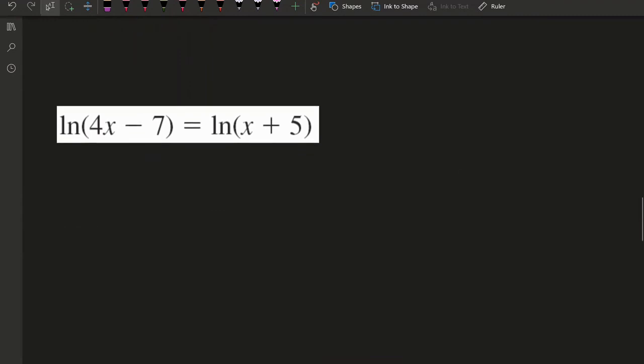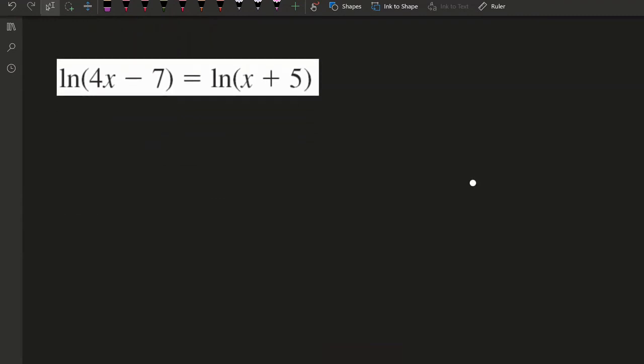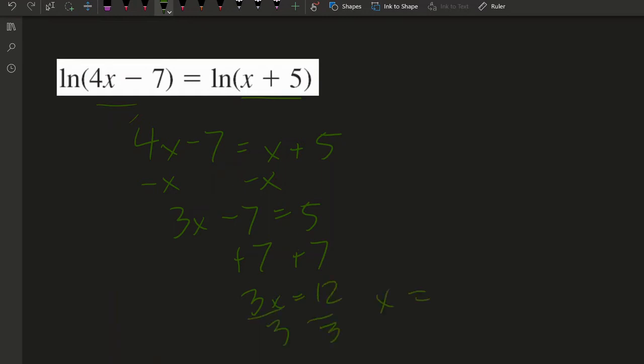So in this case, I've got natural log of 4x minus 7 is equal to natural log of x plus 5. All I have to do is say, well then these two pieces must be equal. So 4x minus 7 must equal x plus 5. We'll just subtract x on both sides and get 3x minus 7 equals 5. Then we'll add 7 to both sides. We'll get 3x equals 12. Dividing by 3 gives us x equals 4.